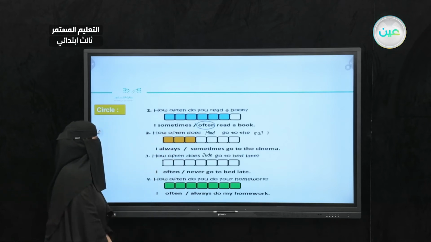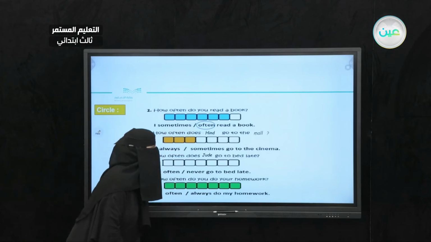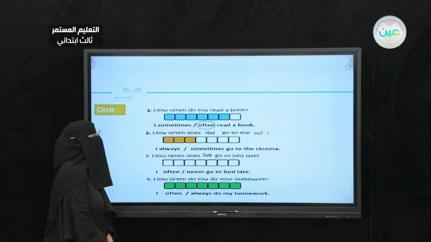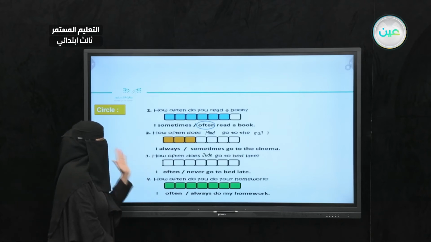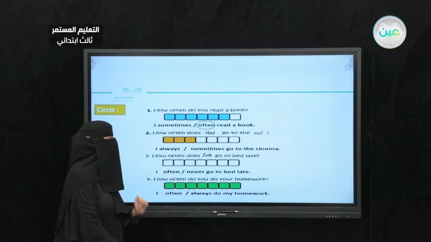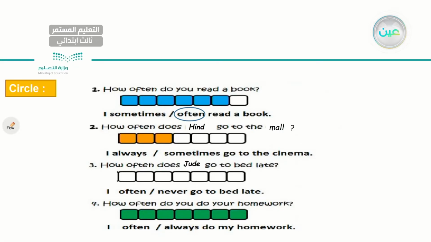Let's go to number 2. How often does Hind go to the mall? What do you think? I always go to the mall, or sometimes. The answer is sometimes, because I have 50%. Number 3. How often does Jude go to bed late? Now, as you can see, I don't have any color. I often or never go to bed late. Definitely we will pick never. I never go to bed late.